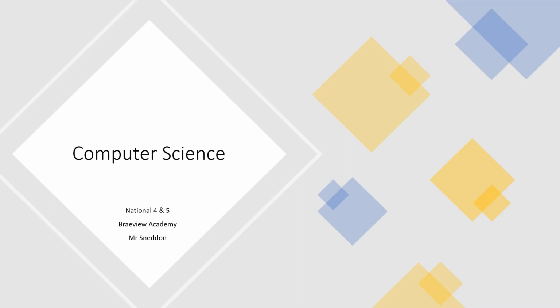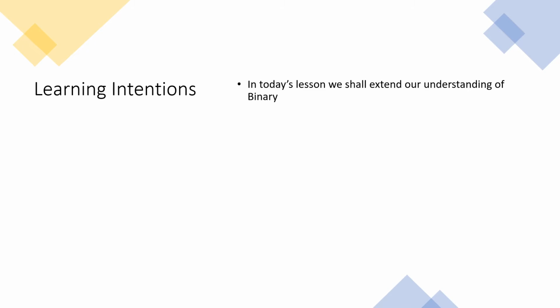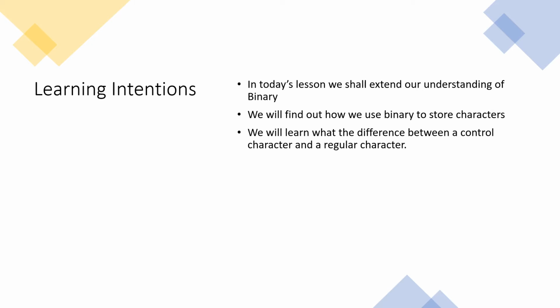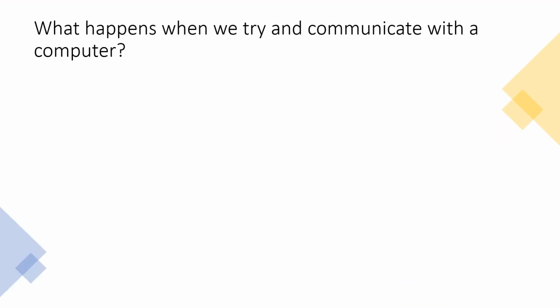So, we'll get started. What we're looking at today is extending our understanding of binary. In particular, we are going to find out how binary is used to store characters using both extended ASCII and Unicode. We'll be finding out the differences between them, and also looking at the range of characters that can be stored within the two types respectively.